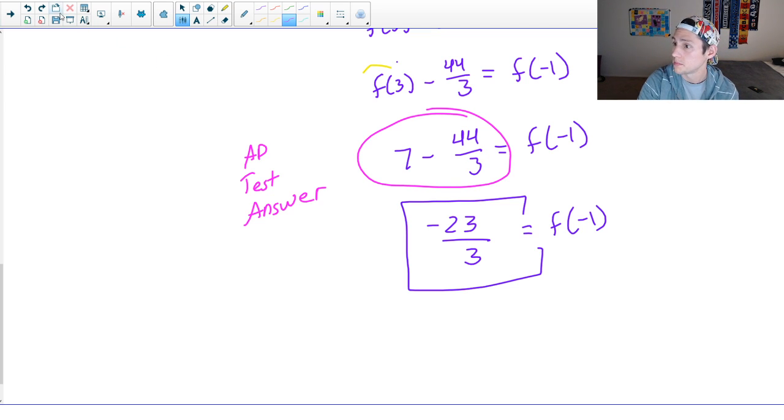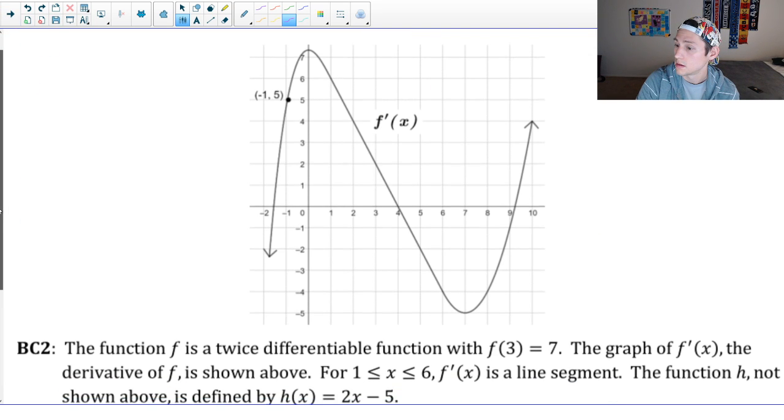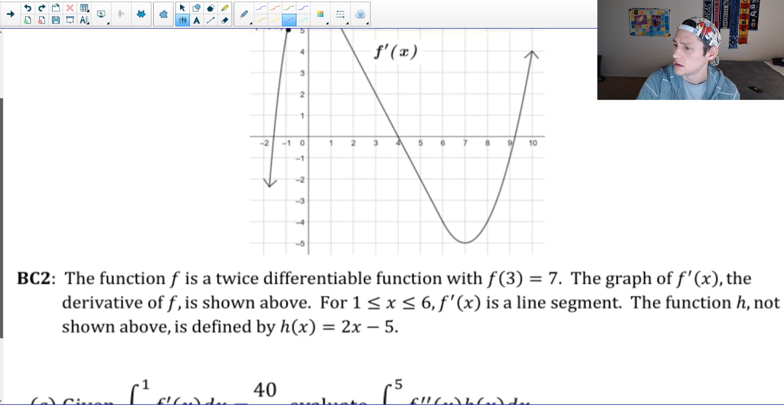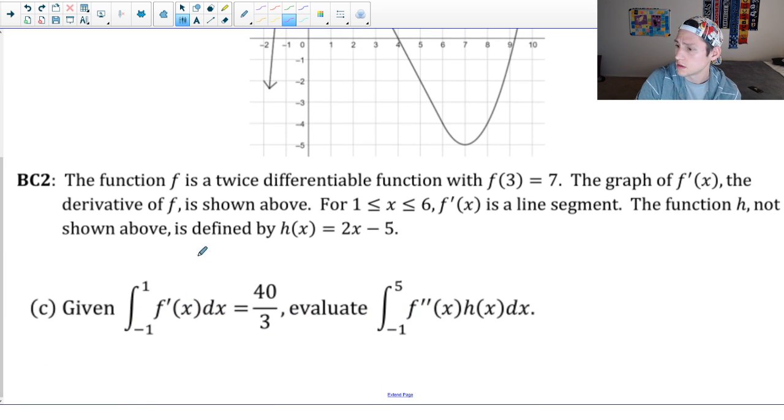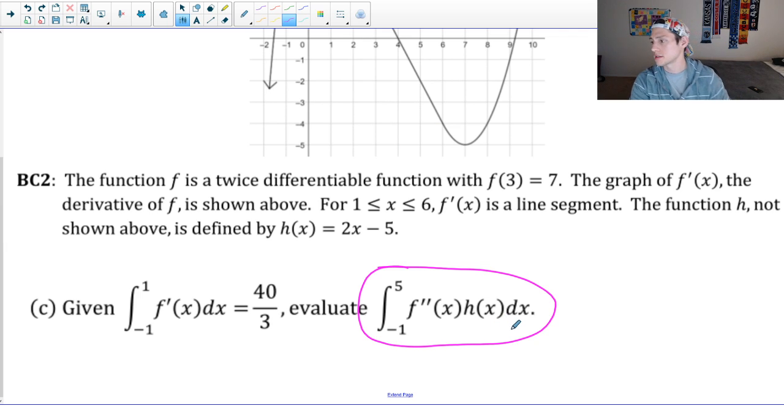So there's part B. Part C. So same setup. Given that the integral from -1 to 1 is 40 thirds, evaluate the integral from -1 to 5 of f double prime of x times h of x. Okay. Interesting. Very interesting.